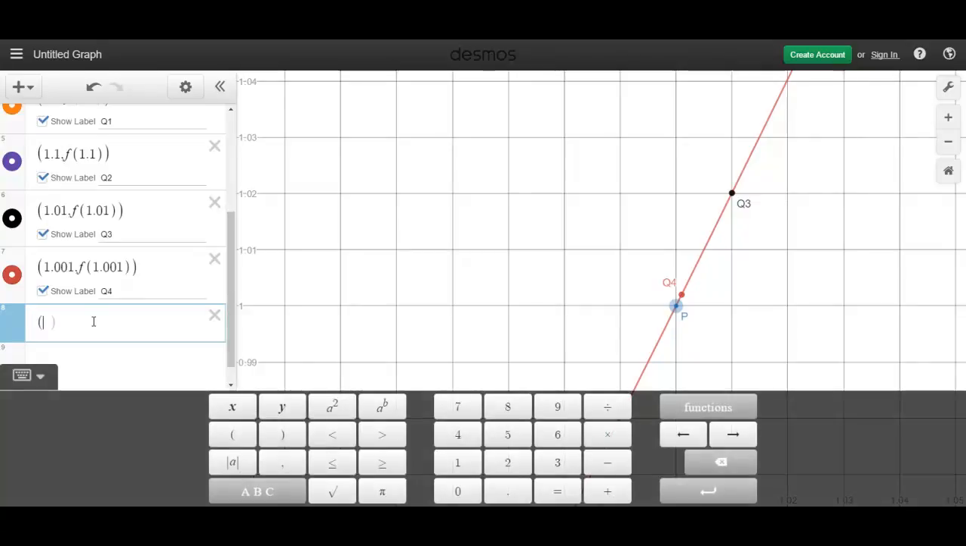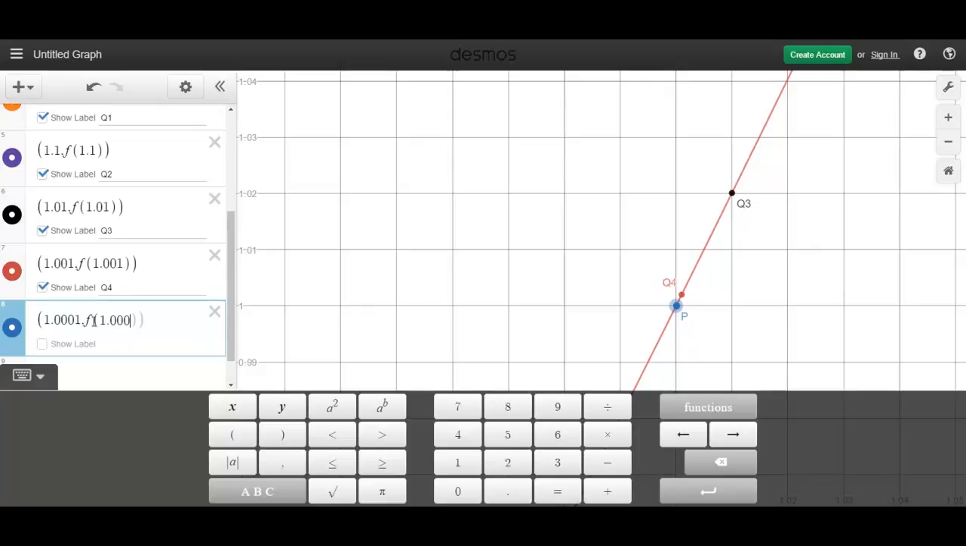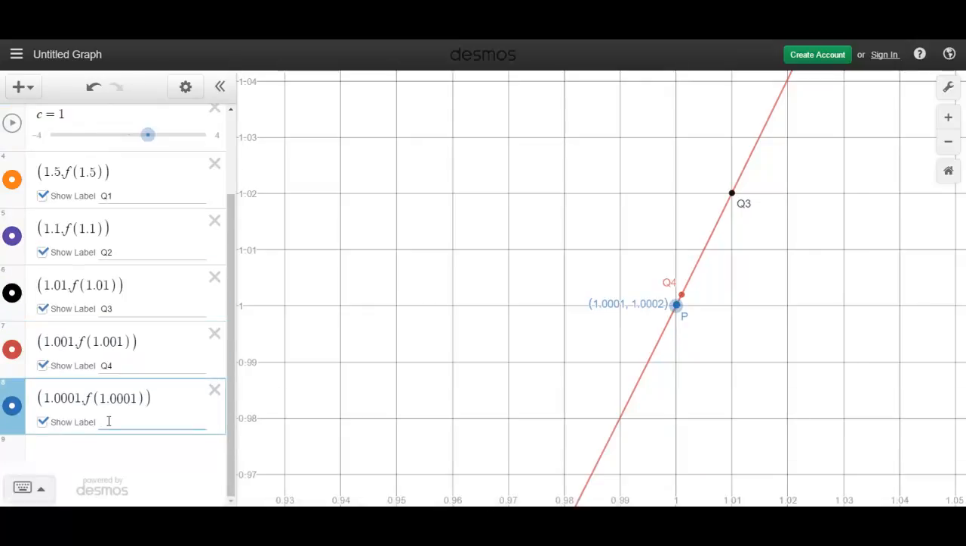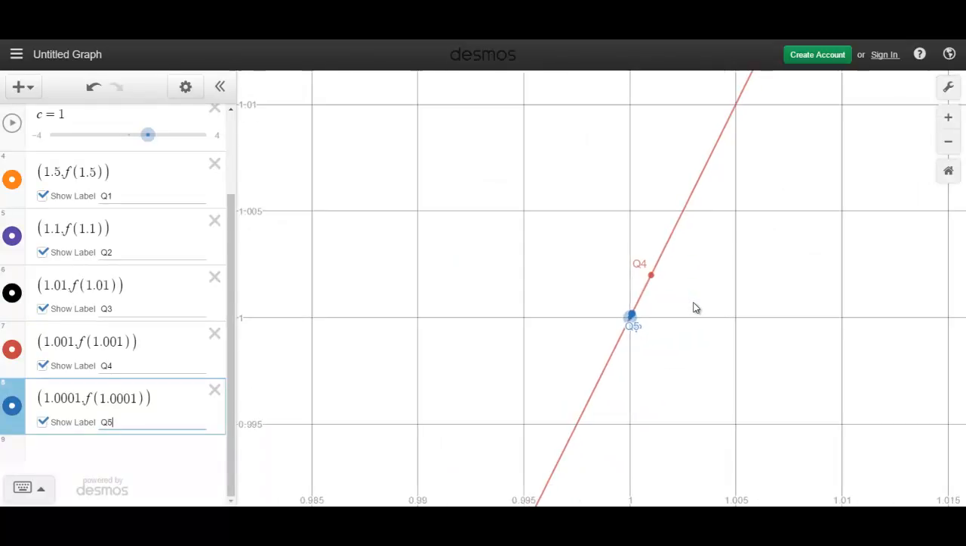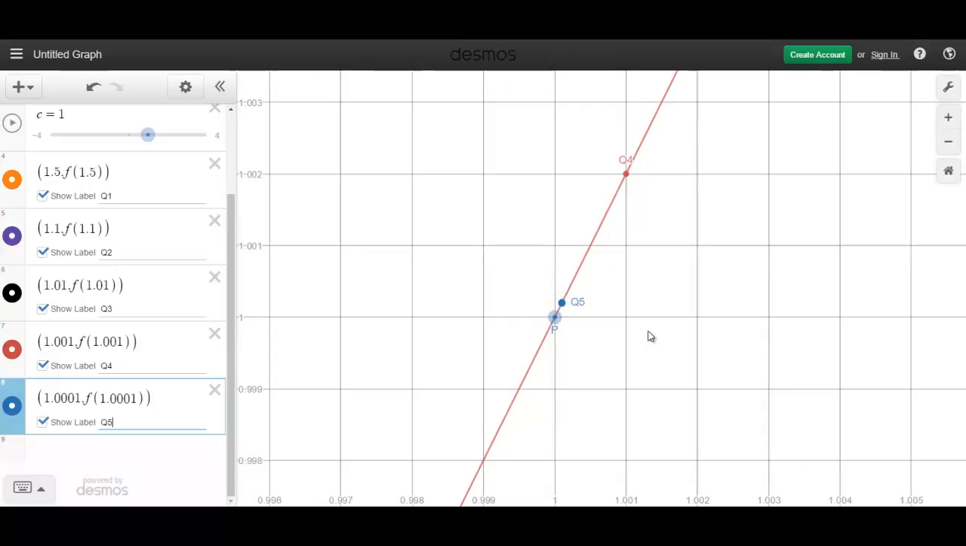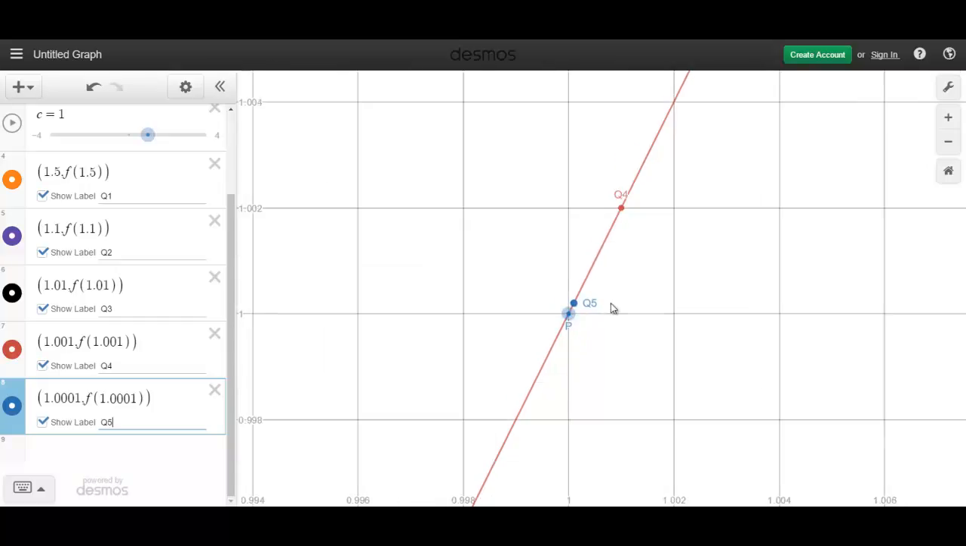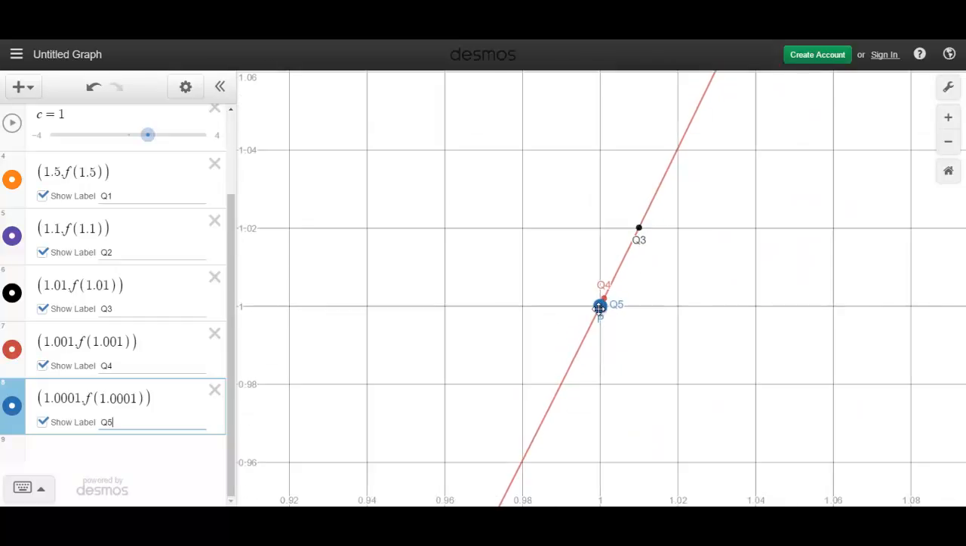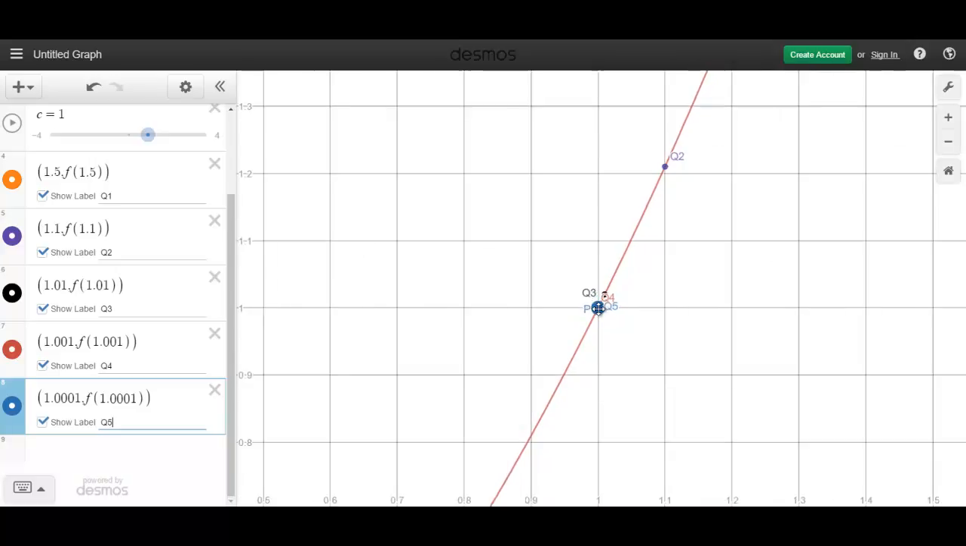And the last one is 1.0001 comma f of 1.0001. Okay, we can label that Q5. Now notice, we have to zoom in super close to get there. Look how close that is. Those y values are so close. If we zoom out, these are going to be way on top of each other, but we can still graph the secant lines.